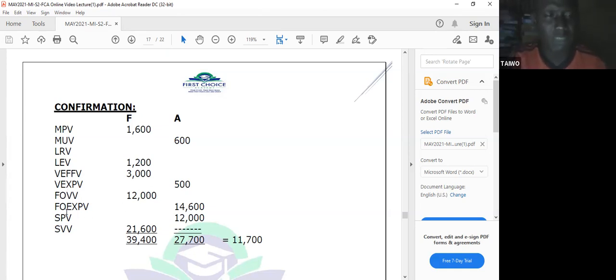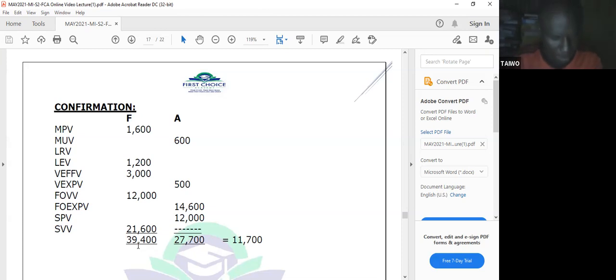While fixed overhead expenditure variance is 14,600 adverse. Sales price variance is 12,000 adverse. Sales volume variance is 21,600 favorable. Then if you add all the favorables together, it gives 39,400. And if I add all the adverse together, it gives you 27,700.